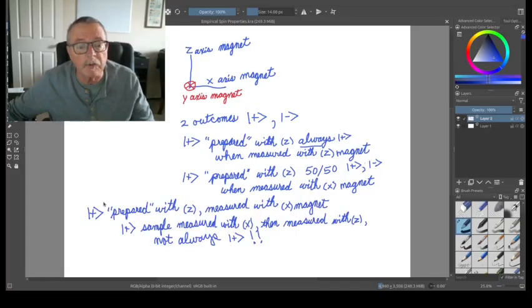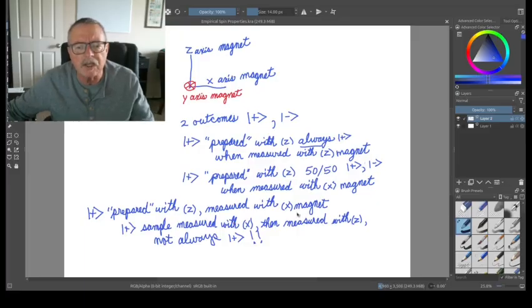Now a third statement. If I have an aligned atom that came from a z magnet measurement, and I measure it with an x magnet, and I select one of the samples that was aligned with the x magnet, if I then measure that with z, it's not always aligned. So somehow just measuring it with the x magnet has not really changed the spin property, but it changes the basis upon which that measurement was made. So it actually has an effect.